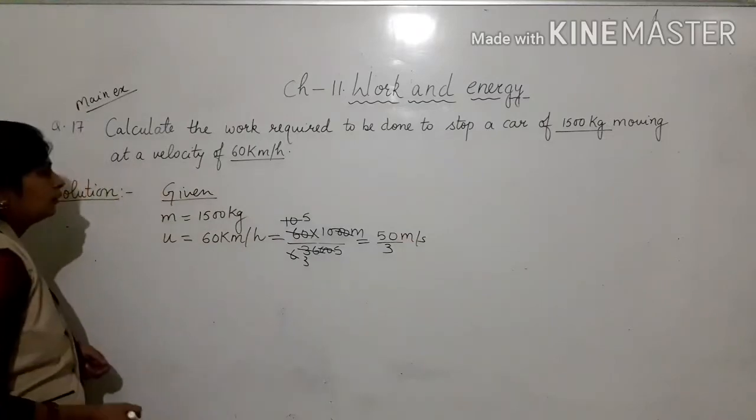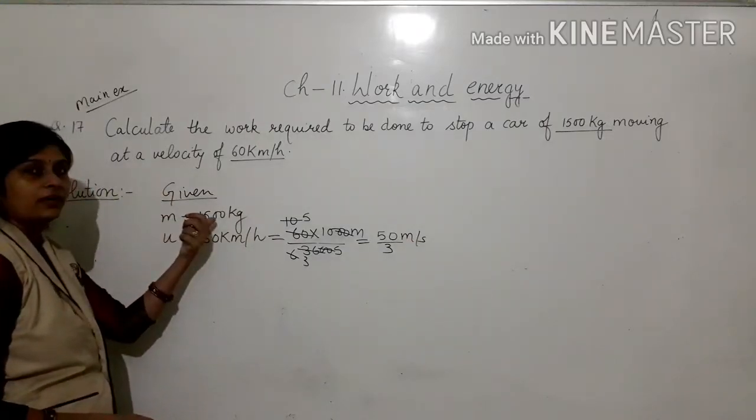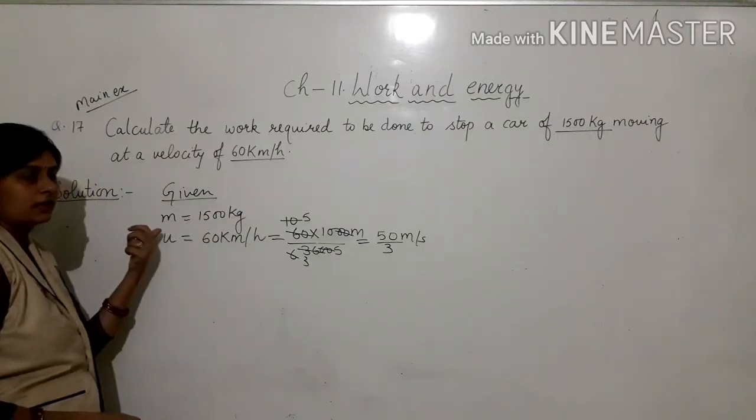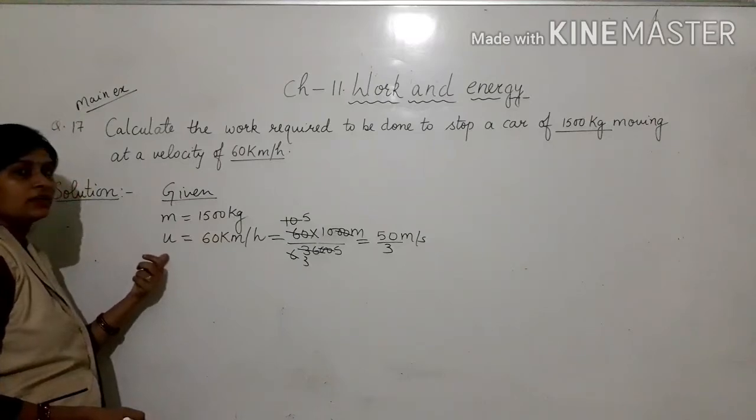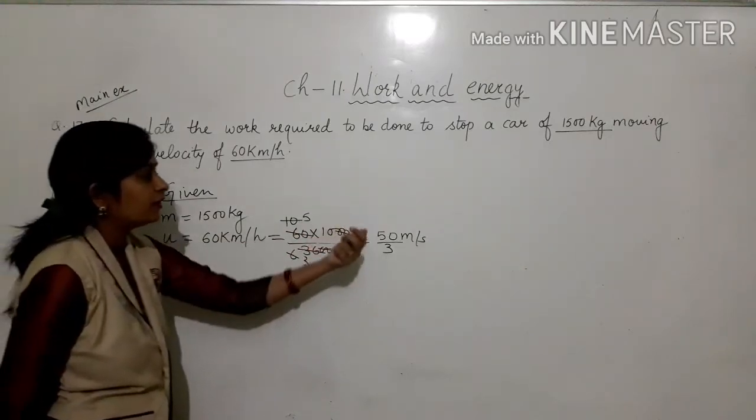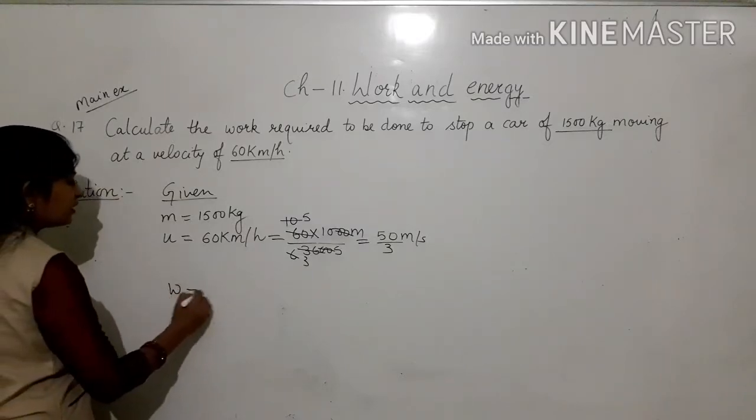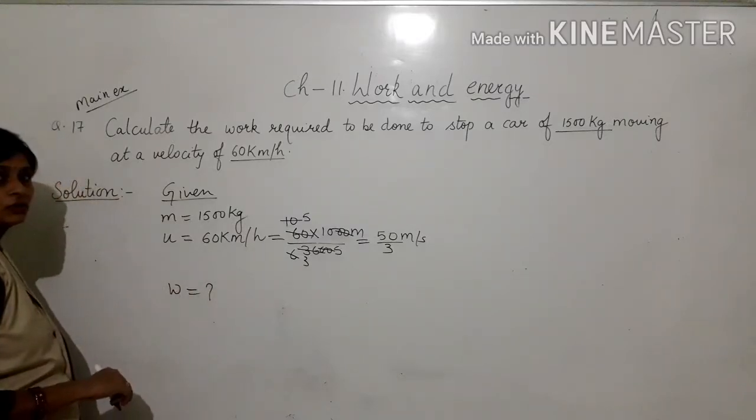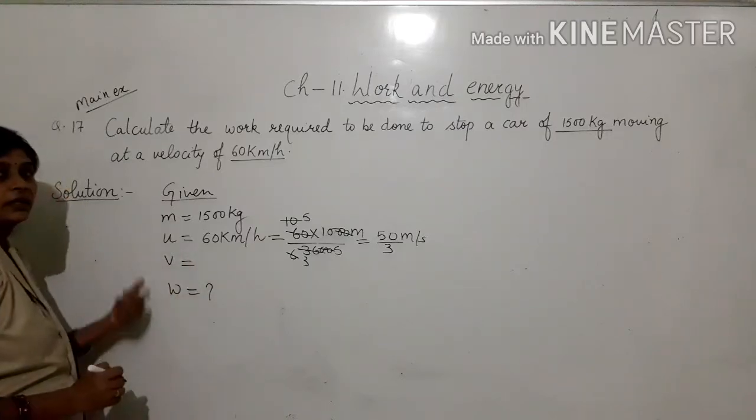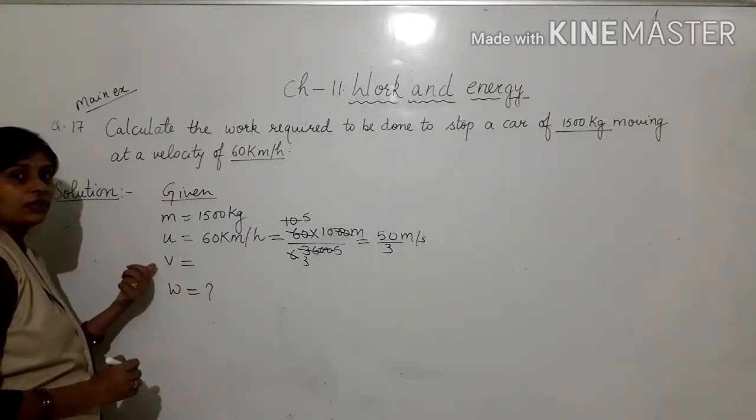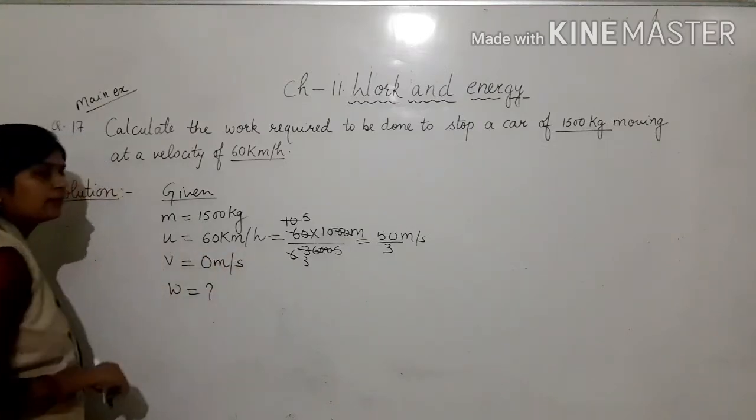So there is an object of mass 1500 kilogram. That object is a car of mass 1500 kilogram moving with initial velocity 50 upon 3 meter per second. Now what is the work done on the car? So that car comes to stop, comes to rest. It means final velocity v of the car becomes 0 meter per second.